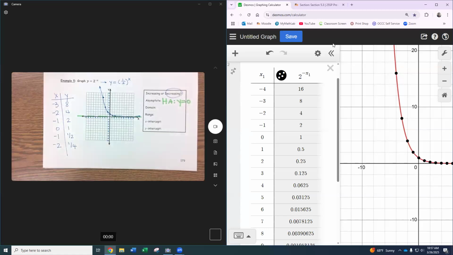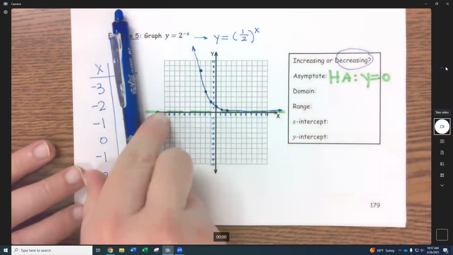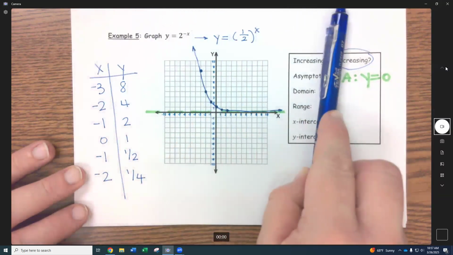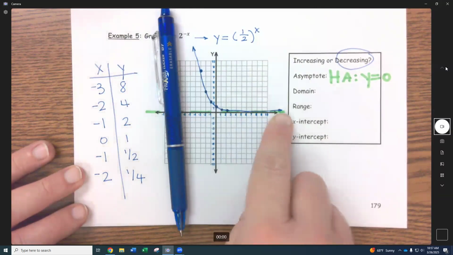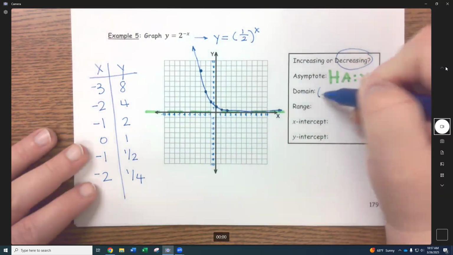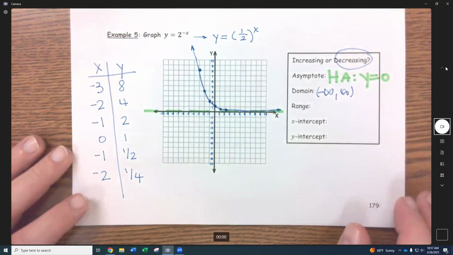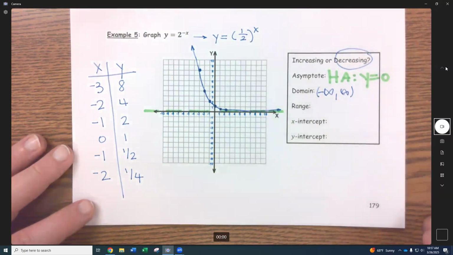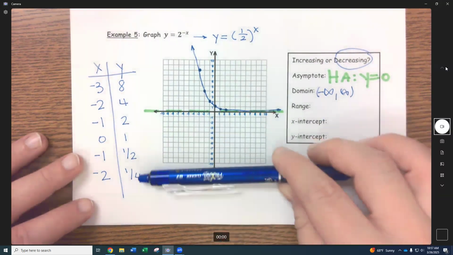I'm just going to make this one big. What is the domain and range? Well, as I go from left to right, the domain is going from arrow to arrow. So that is negative infinity, positive infinity. And again, every exponential will have a domain of all real numbers. The range is going to change depending on where that asymptote is.